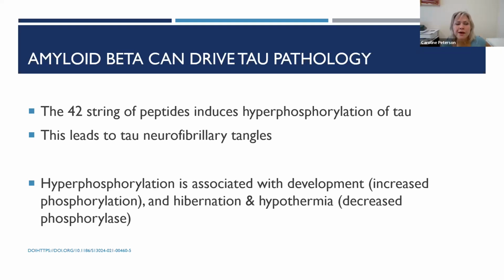Of interest is that when you get this long string of peptides, the long amyloid beta string, it turns on or induces the hyperphosphorylation of tau. And that is the thing that causes the tangles. Why is hyperphosphorylation turned on? It's a normal part of development, and the enzyme that breaks it down, phosphorylase, is decreased with hibernation and hypothermia. Phosphorylation is important for cell growth and renewal. And so when you need that, you will have more of it.